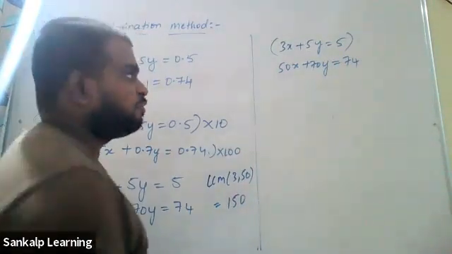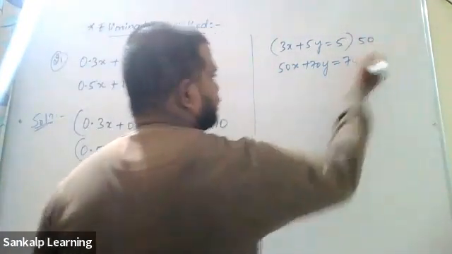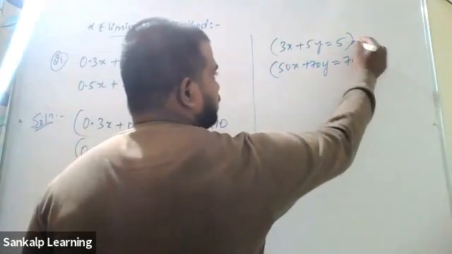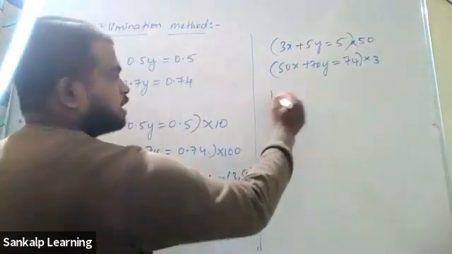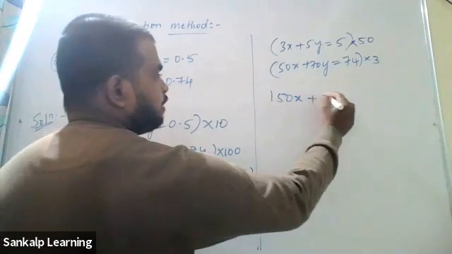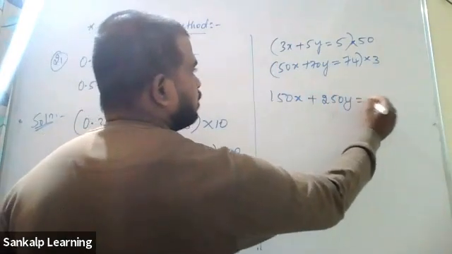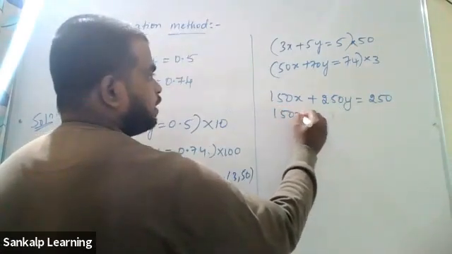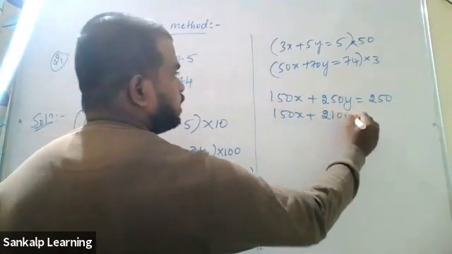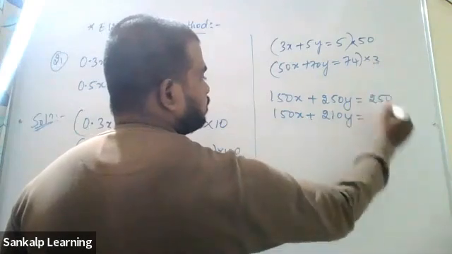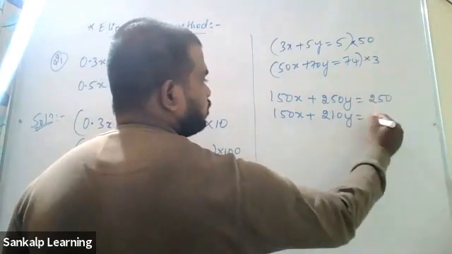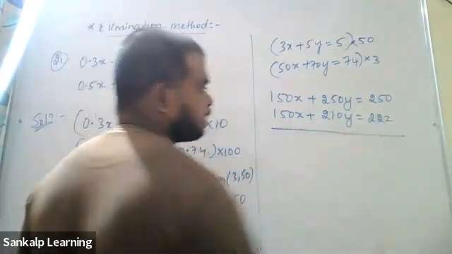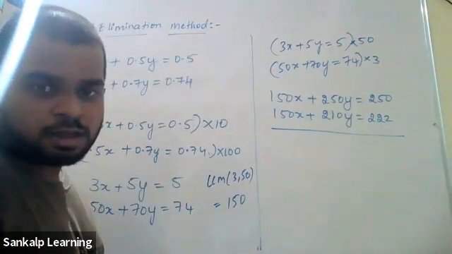3 into 50, so throughout you have to multiply by 50. Here you have to multiply by 3. So 5 3s are 15, 150. 5 5s are 25, 250. 3 into 50 is 150. 3 into 70 is 210. 3 into 74: 12, 1 carry, 222. Am I correct? Yes, sir. Correct?